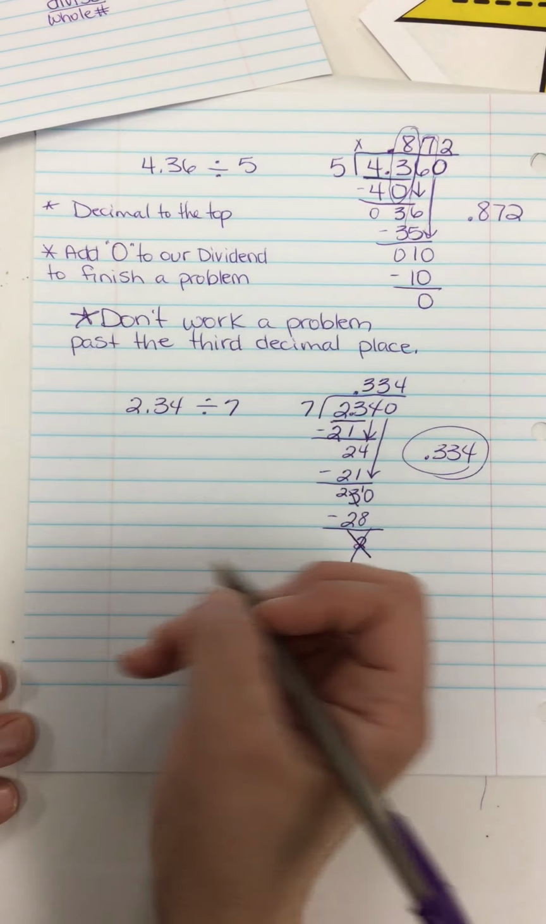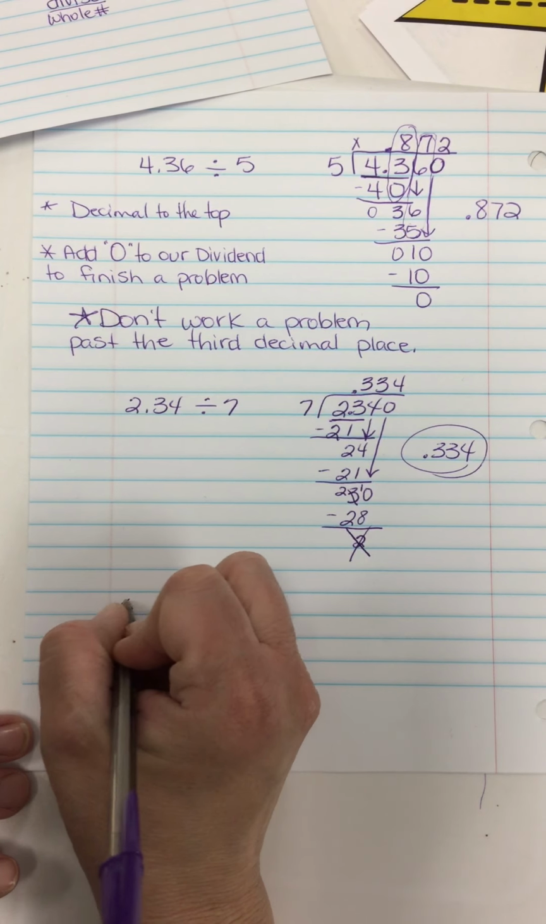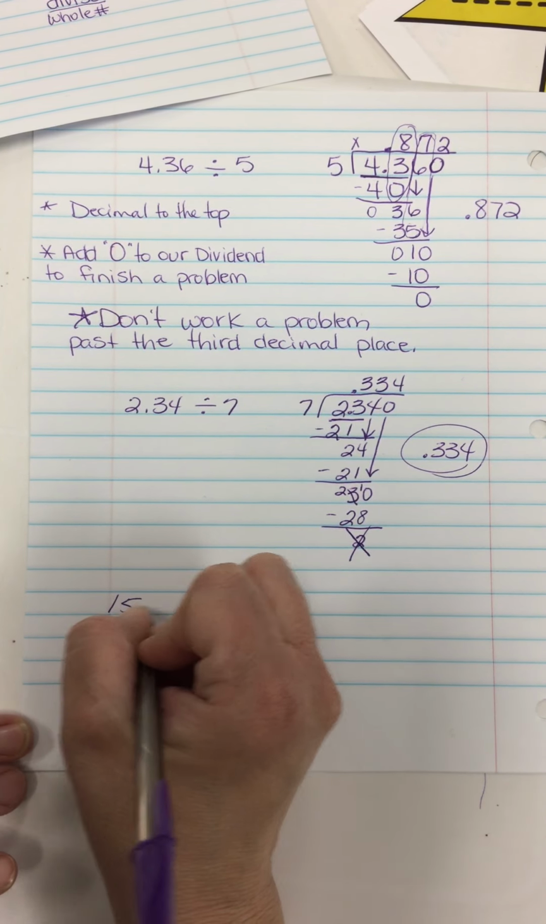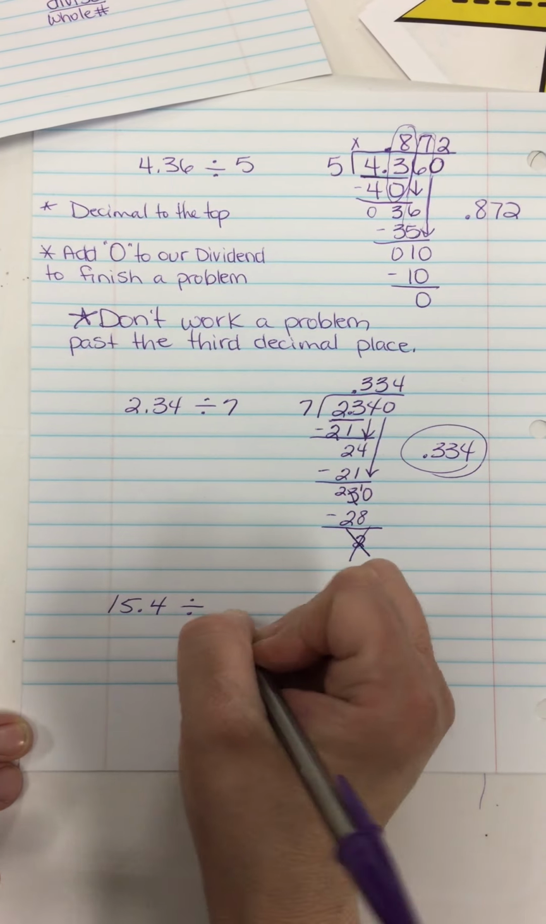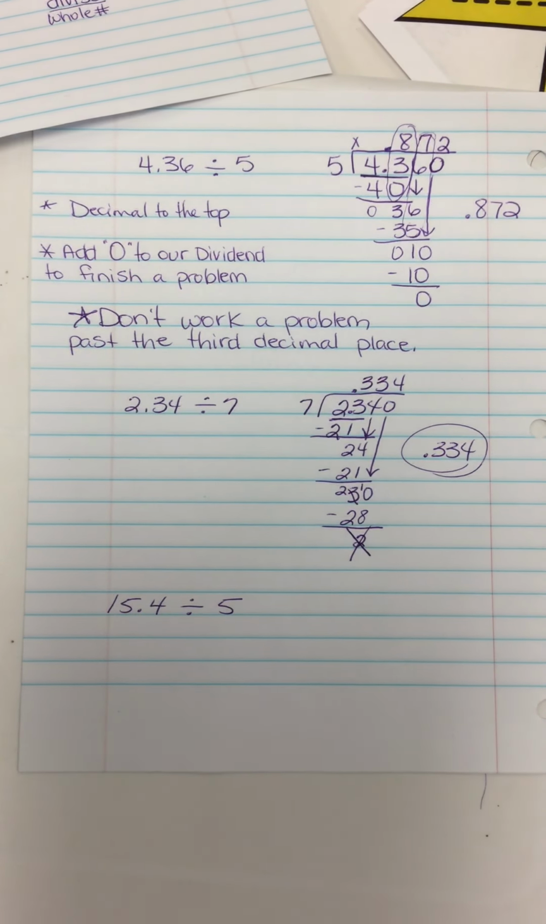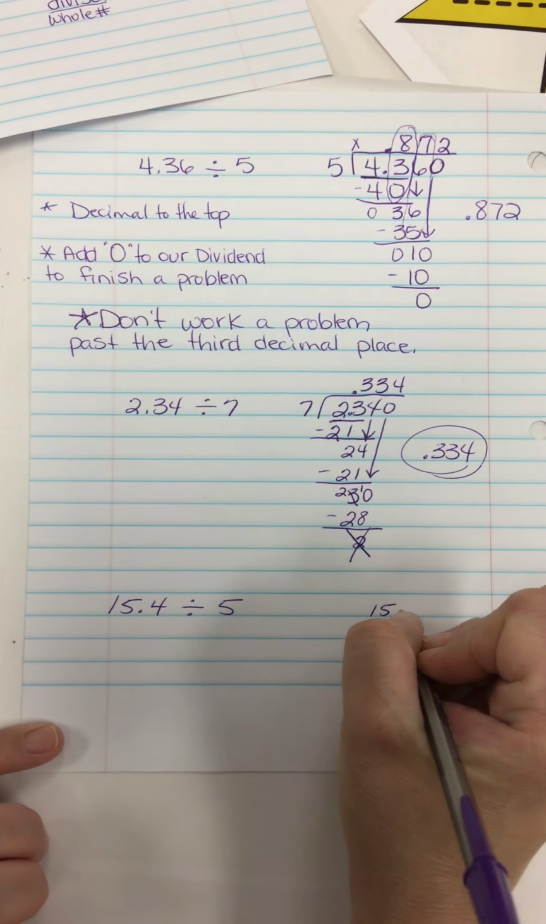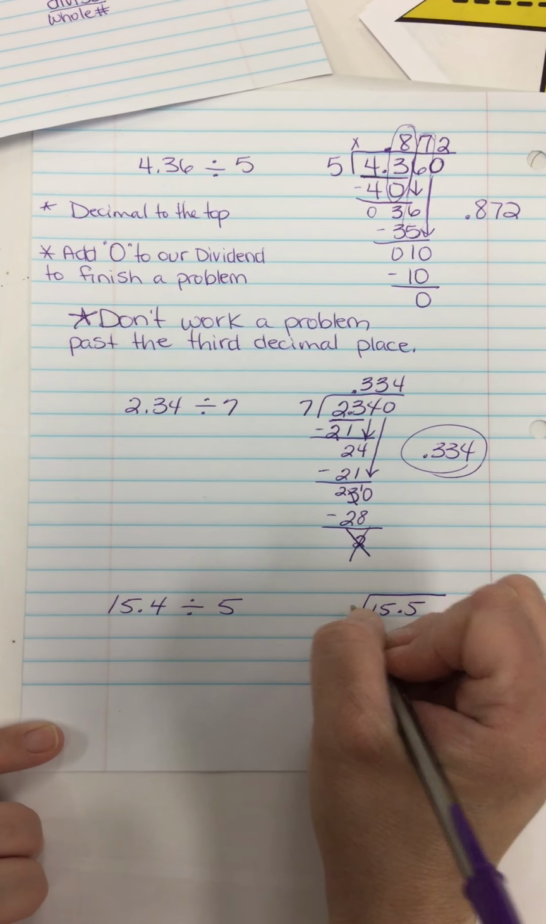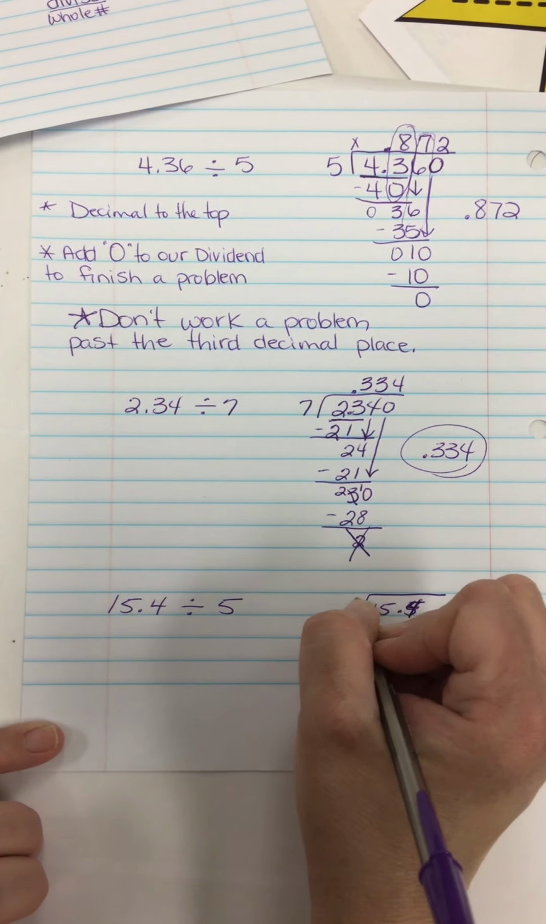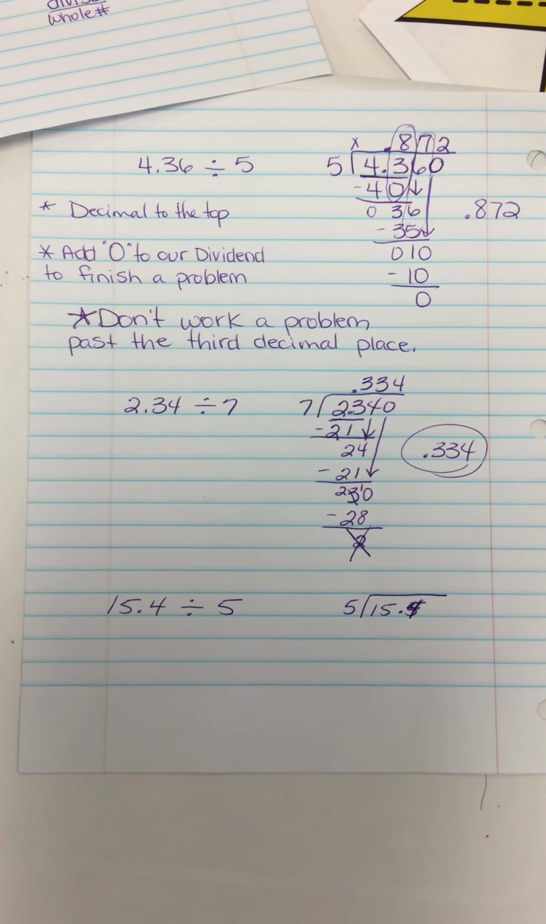Okay? So let's see, what is 15 4/10 divided by 5? So work that out in the standard algorithm. So you're going to start with 15 4/10, and you're going to divide it by 5. So place your decimal on the top. Solve. Add a 0 to the dividend if you need it to finish the problem. But don't go past the 3rd decimal place.